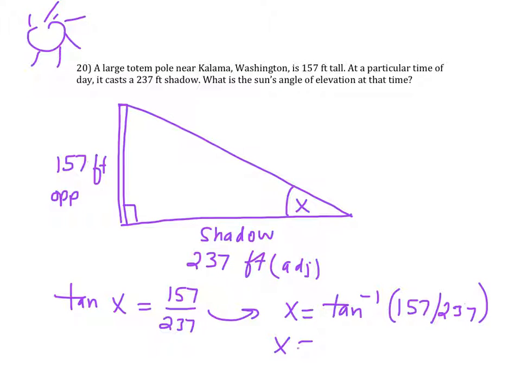Okay, go to your calculator. When you type that in, you should end up with 33.5 degrees. We'll just round it to the nearest tenth. It doesn't specify in the problem.